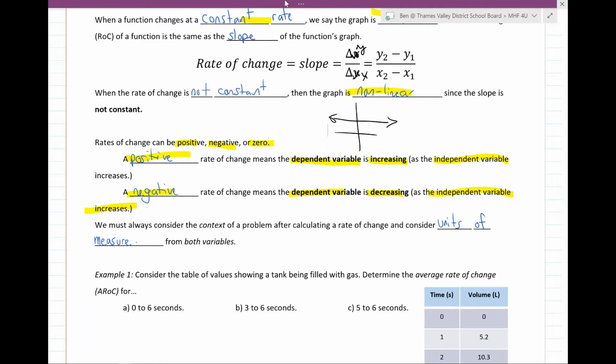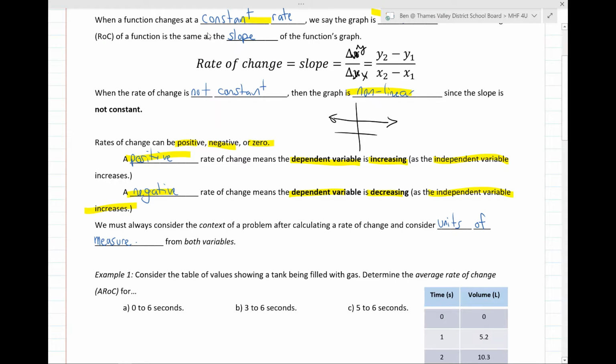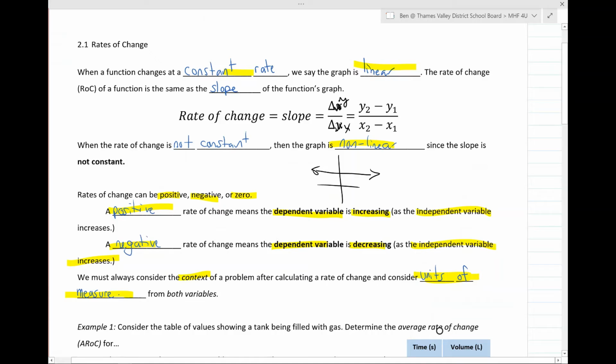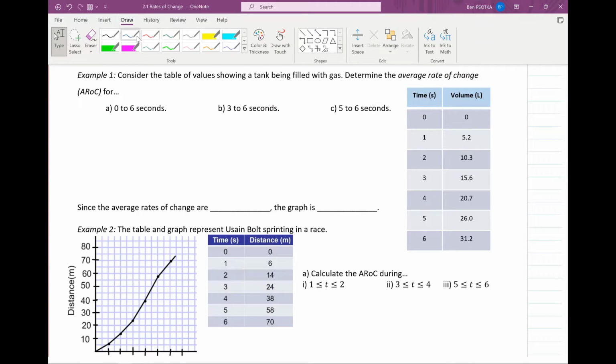Now we must always consider, when we're stating a rate of change after we calculate it, and in particular when we're working in an application problem, the context of the problem and our units of measure from both variables. Okay, we will get a little bit of practice going over that in a little bit. So number one, we want to handle here.